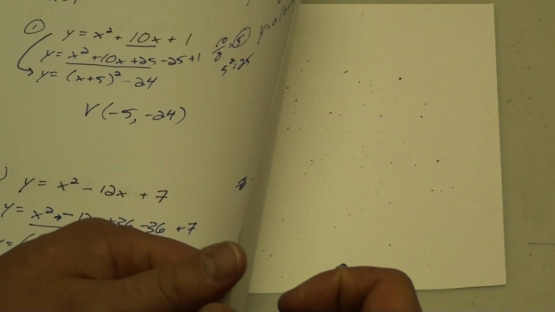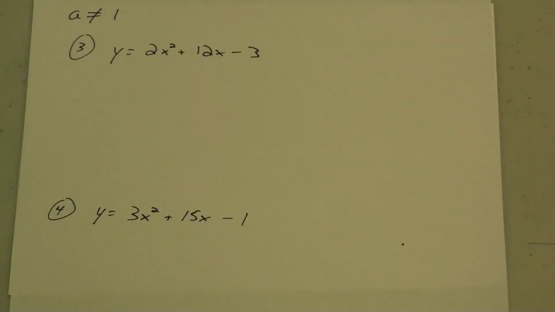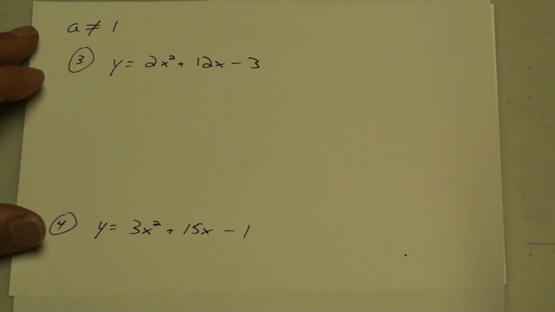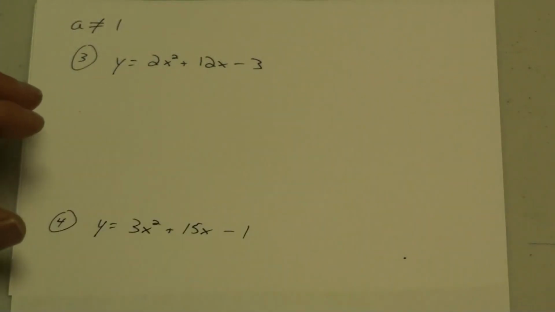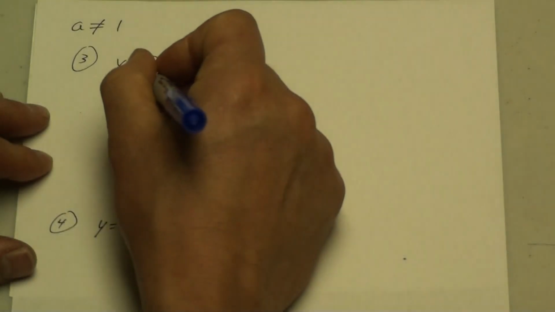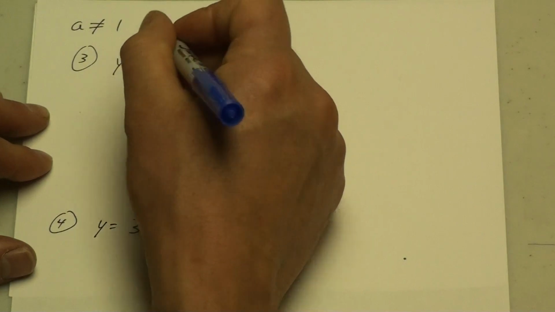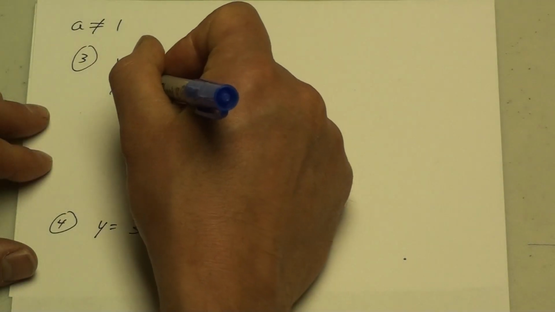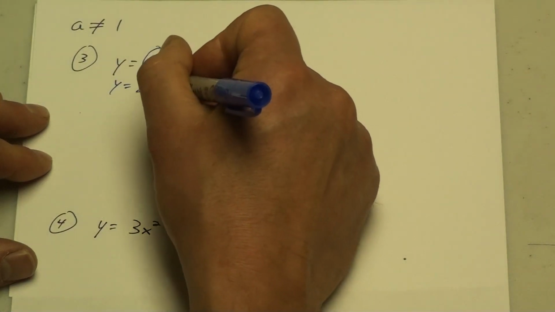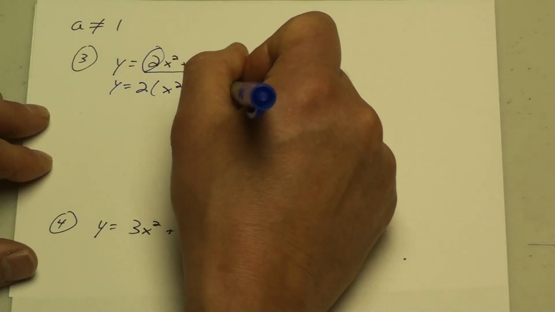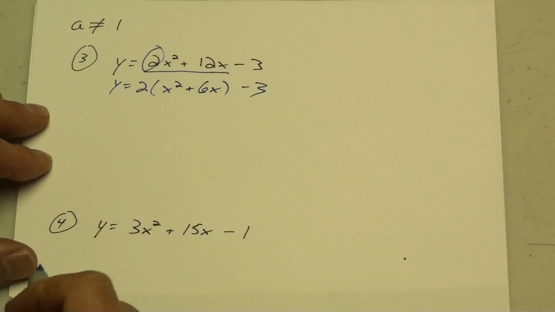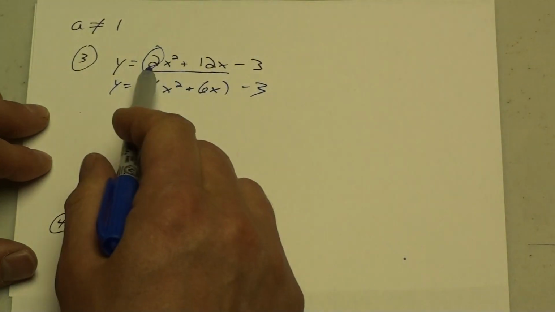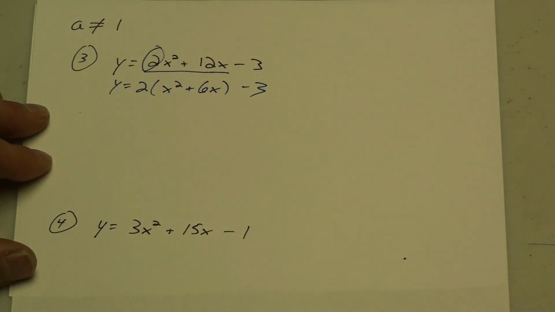Now it gets a little harder when the a value is not equal to 1. When the a value is not equal to 1, you have a couple more steps to do. Here, the first step is I want to divide the 2 away from the first two terms. So that will give me 2 out front. It'll give me just x squared plus 6x in brackets, and then I have my minus 3. So I divide the first two terms by just that 2 in front.